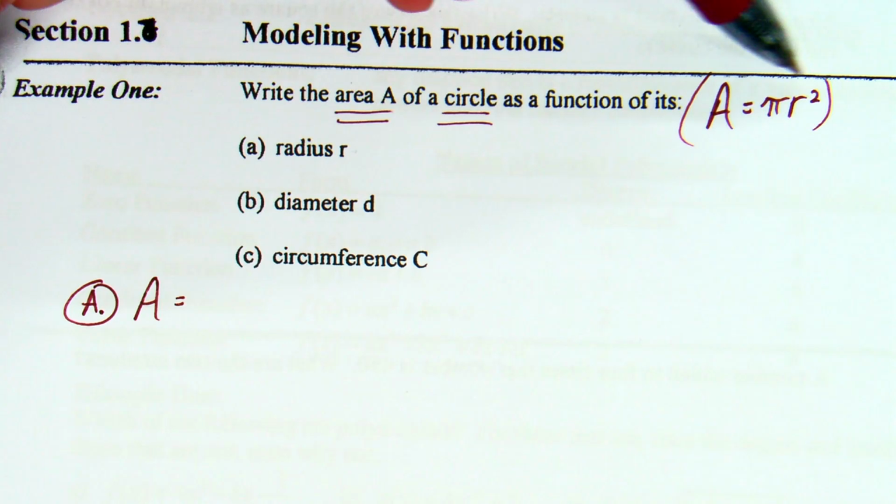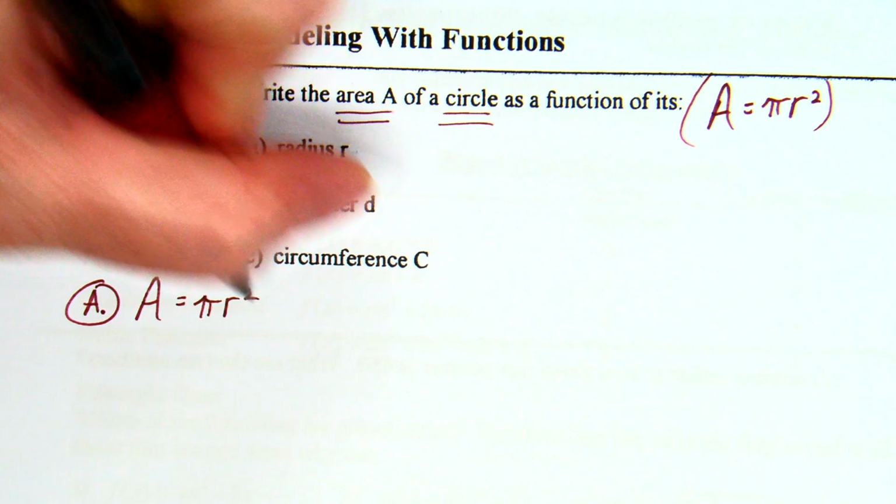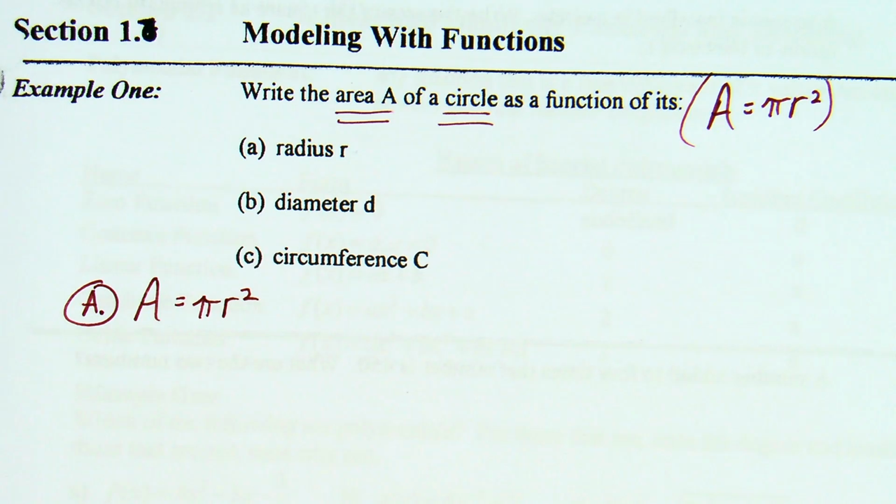Didn't we just say it? What was it? Pi r squared. In other words, in this case, there's nothing to do for part A, because the area of a circle formula is already in terms of r. There's nothing to adjust. Okay. Now, B.